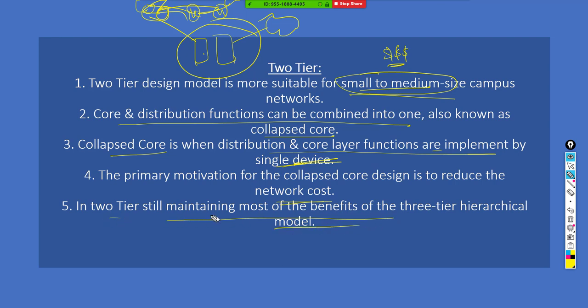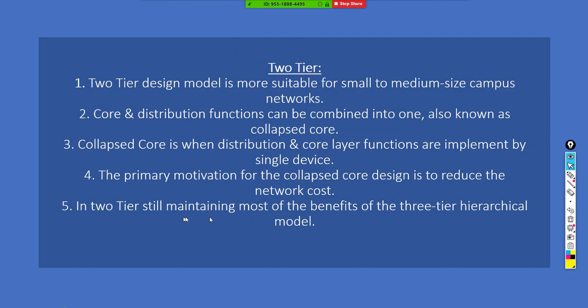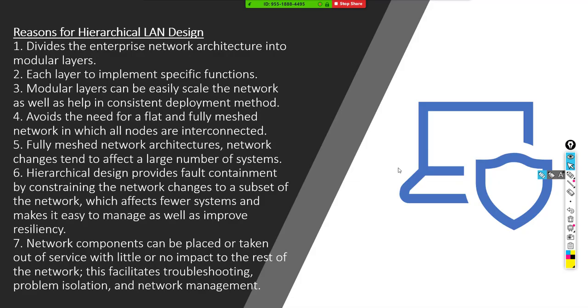Okay, and in two tier still maintaining most of the benefits. So basically, in terms of benefit, yes, we are maintaining the benefits, but at one point of time, this feature or whatever process is running will get over exhausted or go above the threshold, and that is when you have to move from a two tier to a three tier architecture. Okay, this is in regards to the reason for having these hierarchical network designs or topologies.